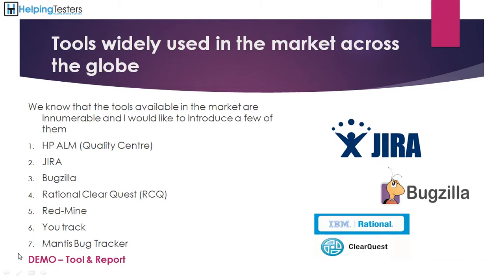The next one is Rational ClearQuest from IBM. This is a product from IBM, and this is also a bug tracking tool and not a project management tool. Similarly, it has all the features similar to Bugzilla. And the next one is Redmine. Redmine is a free tool, and Redmine was launched by a group of volunteers. So it is a completely free tool available in the market currently, and it is a bug tracking tool as well as a project management tool.